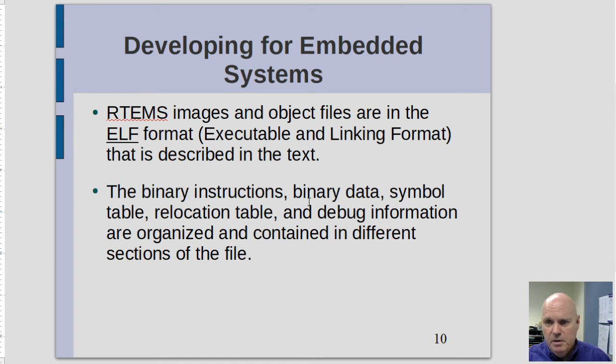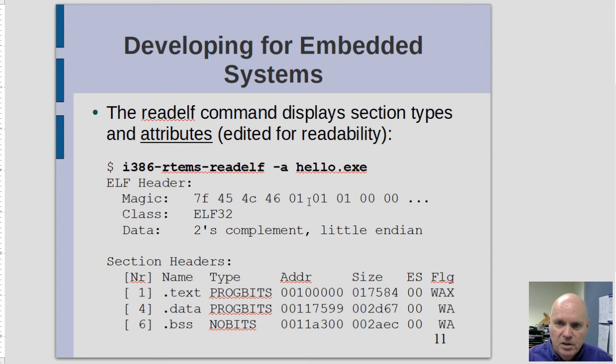So again, RTEMS, I've already mentioned this, uses a particular file format known as ELF, for executable and linking format. The binary instructions, the data, the symbol table, the relocation table, and debug information are all contained in different sections of that file. There's a handy command called readelf. Now we want to use the RTEMS version, so it's i386 RTEMS readelf. That will actually take our RTEMS executable, the one we produced last time, hello.exe. You can run that on our hello.exe.